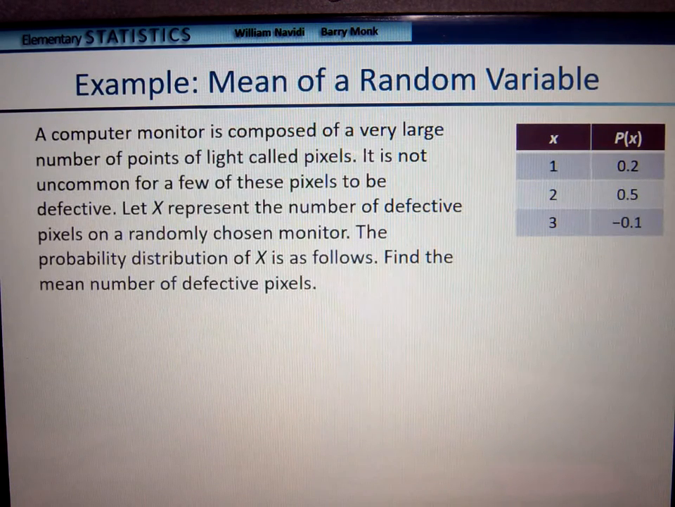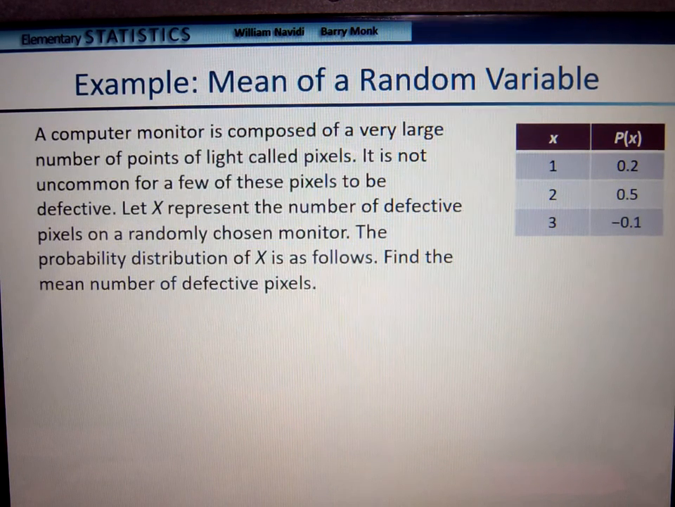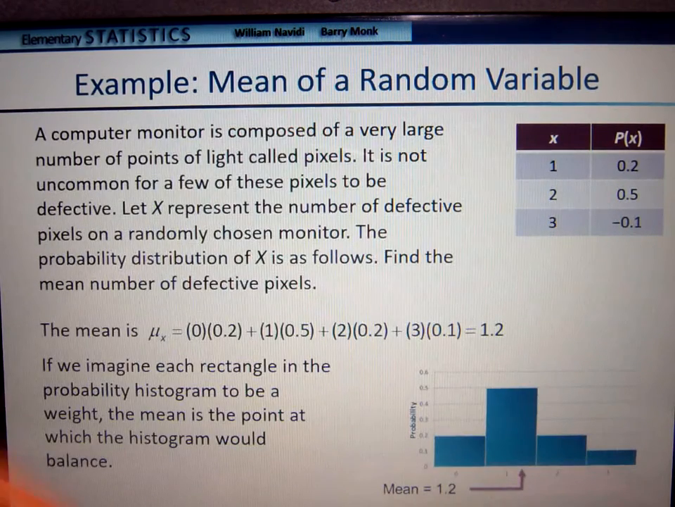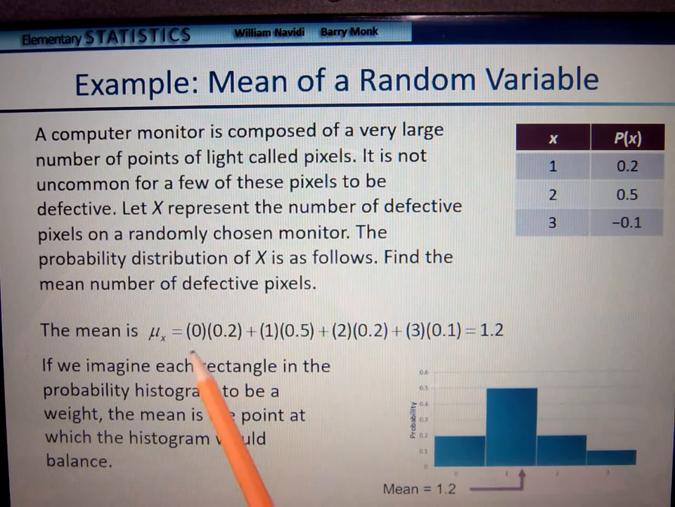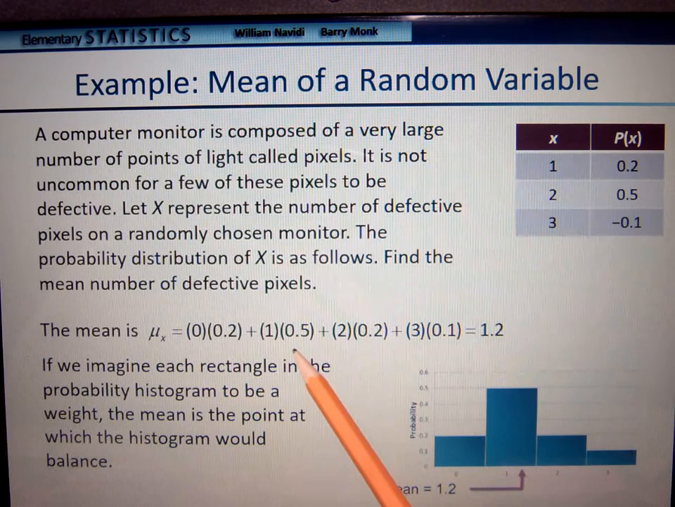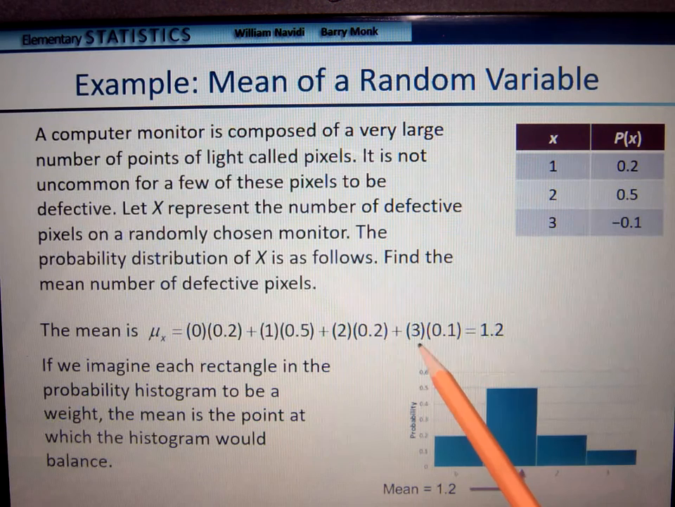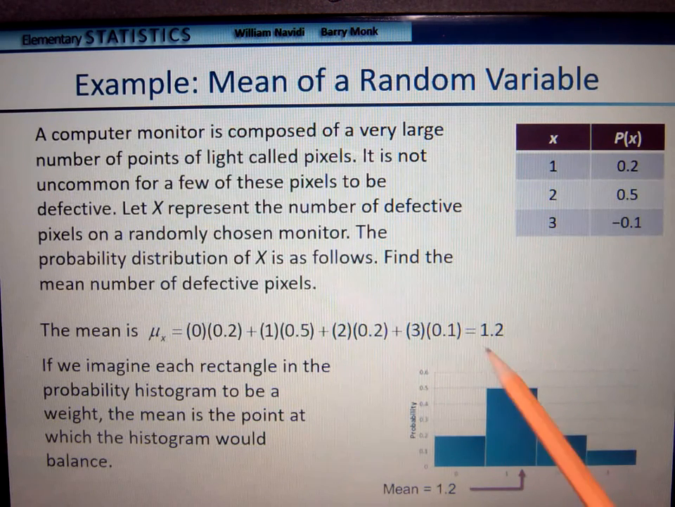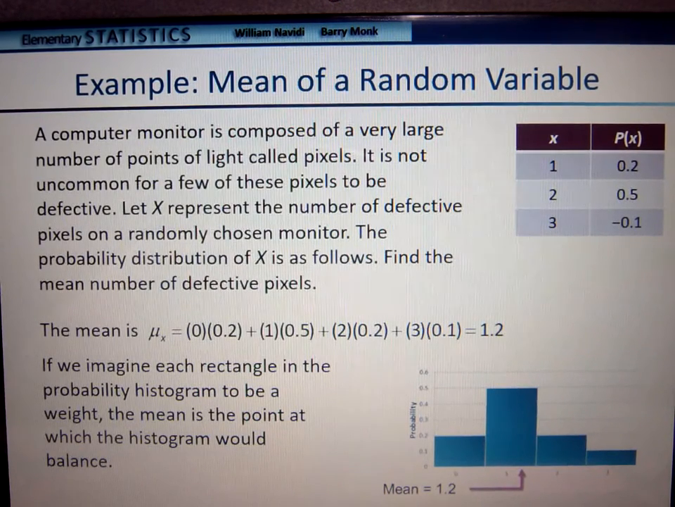So here I have computer monitors where it has defective pixels. It might have 0, 1, 2, or 3 defective pixels. Let X represent the number of defective pixels in the monitor. The probability distribution of X is as follows. So let's find the mean. So what we would have to do is take each one of those possibilities. Of course, we're going to have 0 times 0.2. How did I get that? Well, if I add up my probabilities, then I'm going to see that I still have 0.2. And I have 1 times 0.05, 2 times 0.02, 3 times 0.01, and I get the mean of 1.2. So, if we imagine a rectangle, again, if you remember, the mean is the balance point of your model that you have.